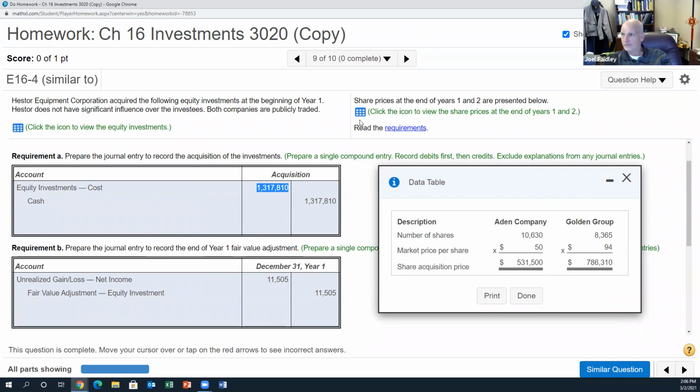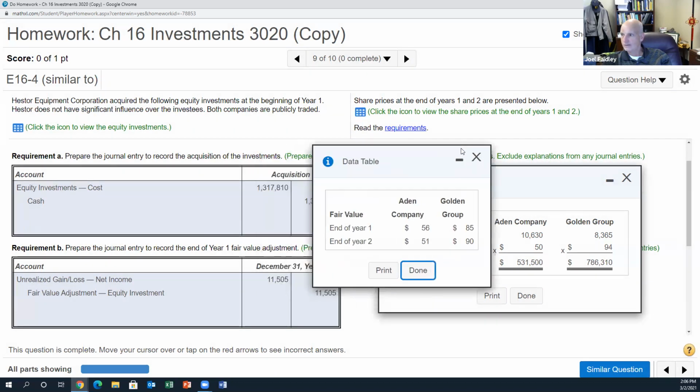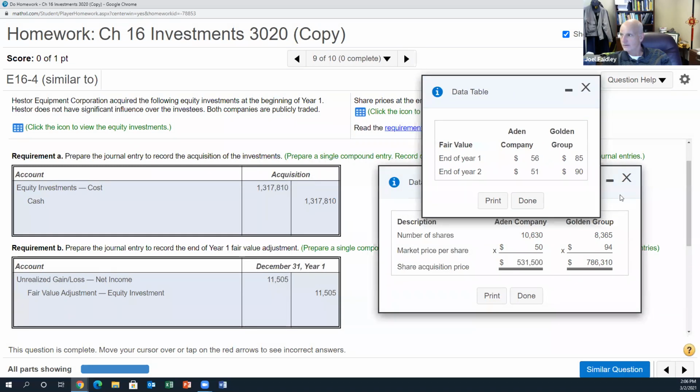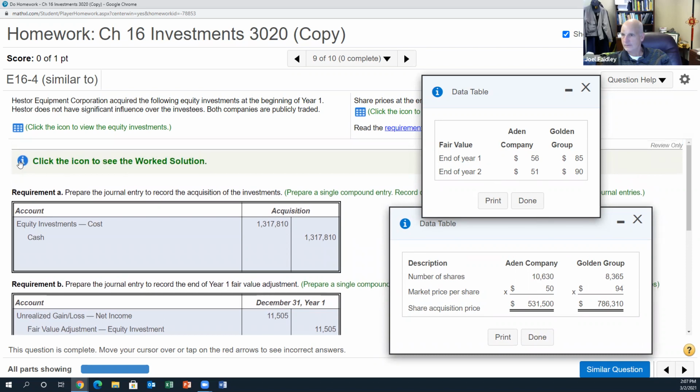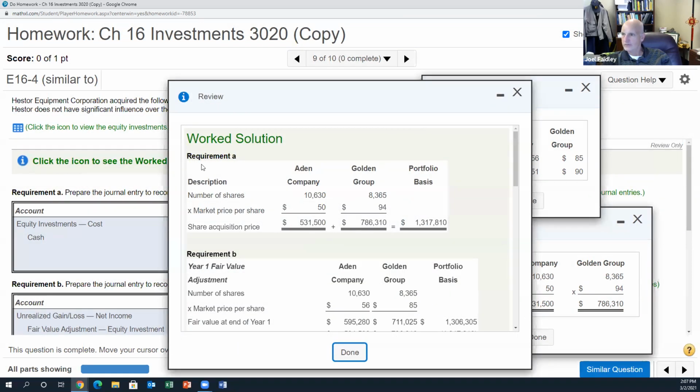Then at the end of year one, what's my fair value adjustment? Well, the price now is what? If we take 10,630 times 56 and also 8,365 times 85, add those together and subtract this original cost, then we have an unrealized what? Loss. 11,505. There it is. There's the original requirement A calculation.